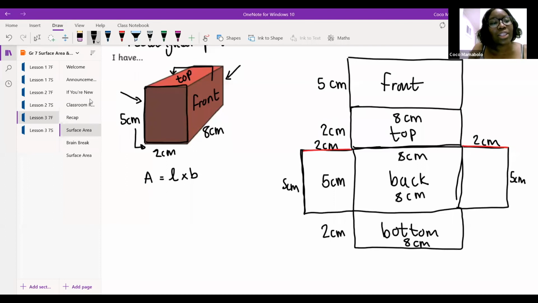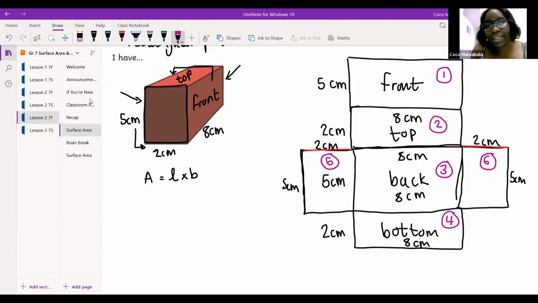So what I need us to do, and I'm going to label them, guys. I'm going to label this first one 1, 2, 3, 4, 5, and 6.